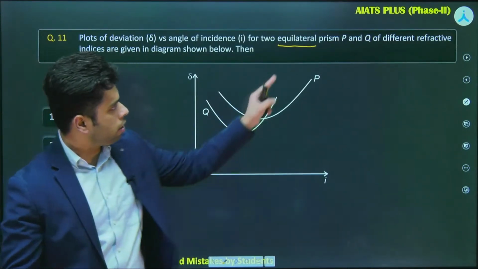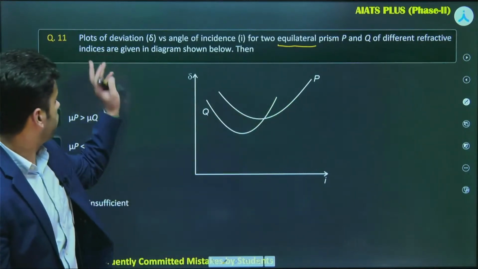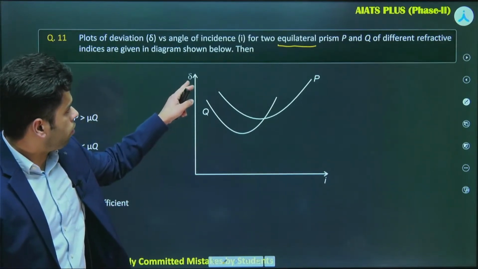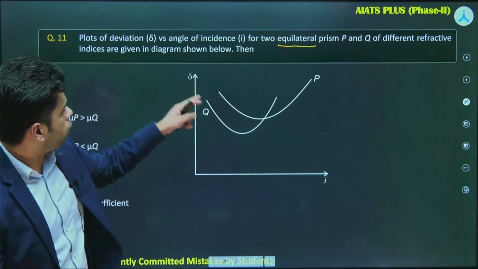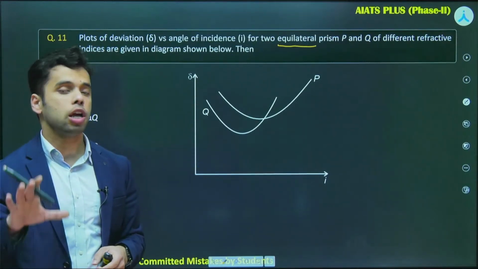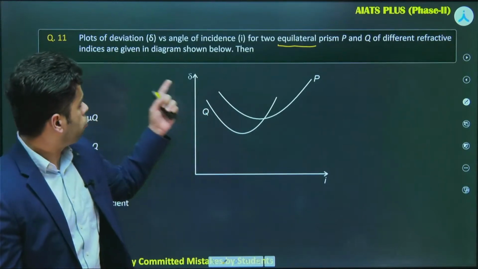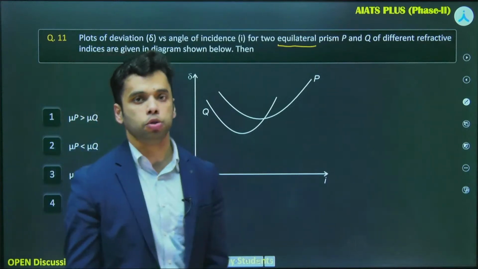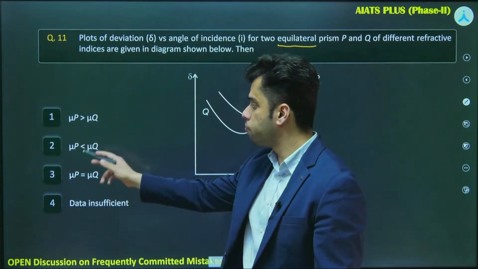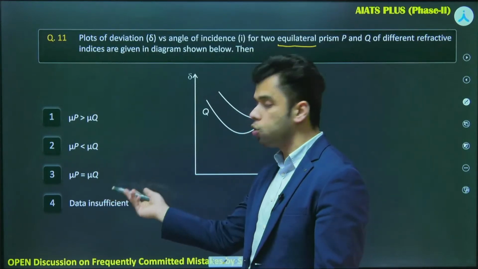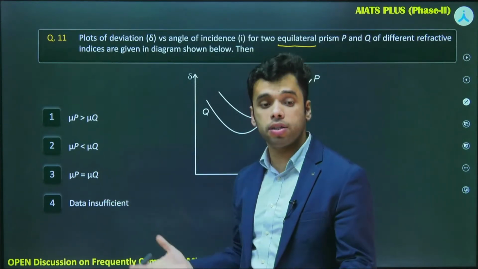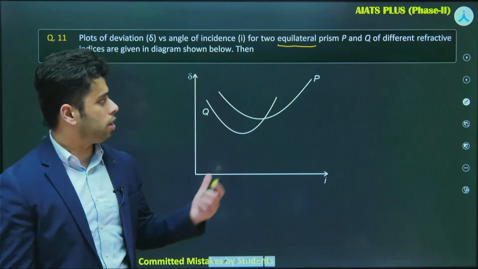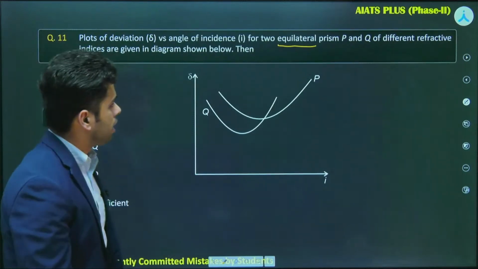Now let's move forward. Equilateral prisms P and Q of different refractive indices are given in the diagram. So you have been shown the variation of deviation with angle of incidence for two different equilateral prisms, and you need to compare their refractive indices, that which one is having a greater refractive index. Let me show you the options. Option says that mu p is greater than mu q, mu p is less than mu q, or mu p is equal to mu q. These are three options, and the fourth one is data insufficient. That means that this data is not sufficient to get to any conclusion in this problem. So let's start the discussion.